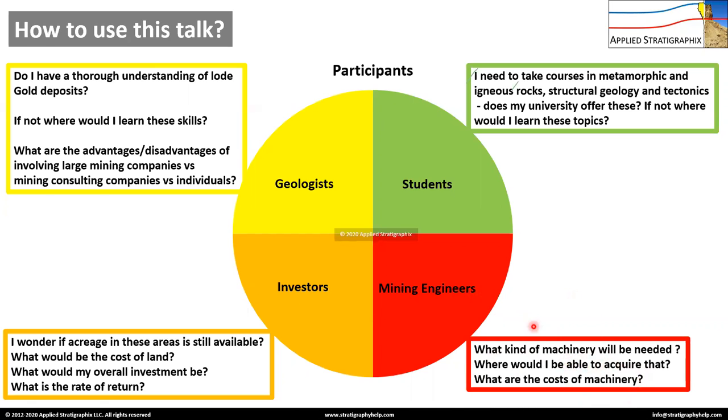If you are an investor, then of course you should be thinking about the cost of land, because I'll be showing you places in Egypt that are more prospective for placer gold mining versus others. And then what your overall investment would be, because it's not just land, it's bringing in expertise to do a survey, it's bringing in machinery, and of course, what is the rate of return? So no matter what category you belong to, these are questions I want you to be thinking about.